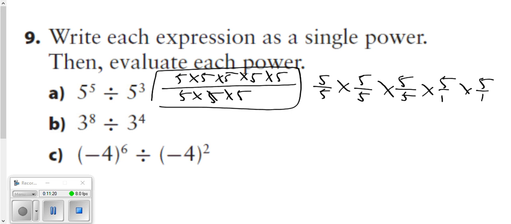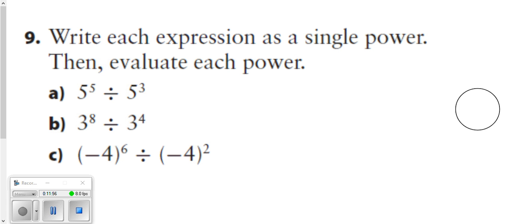And when we think about it that way, 5 over 5 is really the number 1. Right? 5 over 5 is 1. When you multiply by 1, you don't change the product at all. So essentially, I can put lines through these pairs of products here, because they are multiplying by 1, and what I'm left with is simply 5 times 5, or 5 squared. That's the thinking that goes into the shortcut rule. I'm dividing two powers with the same base, so it's showing all of them.